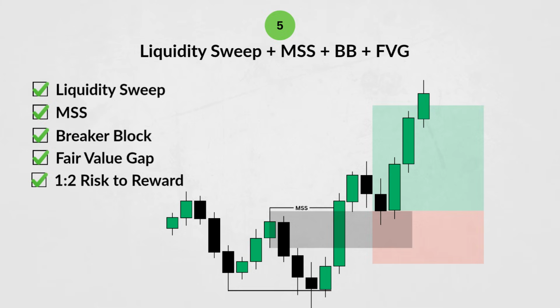This is one of the most popular ICT entry models, and for good reason, but every entry model talked about in this video works extremely well on its own. All you need to do is choose one model, back test it, forward test it, and refine it to suit your trading style.